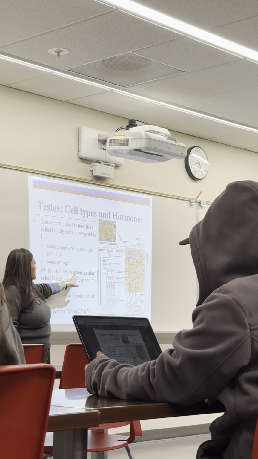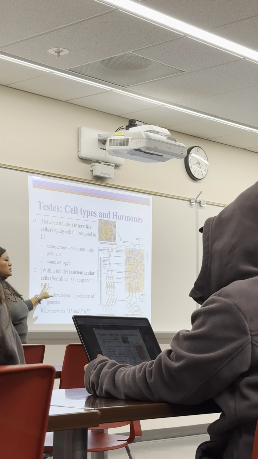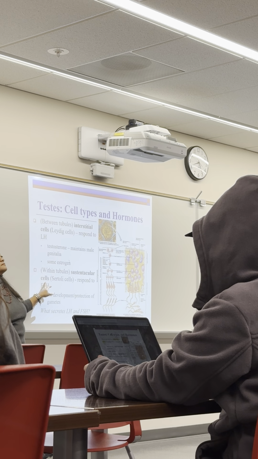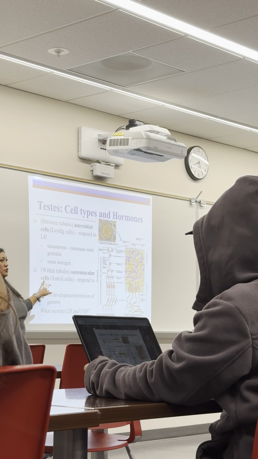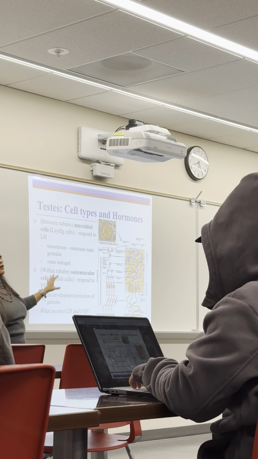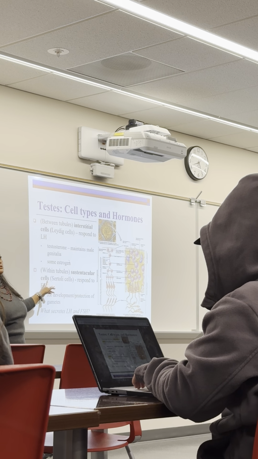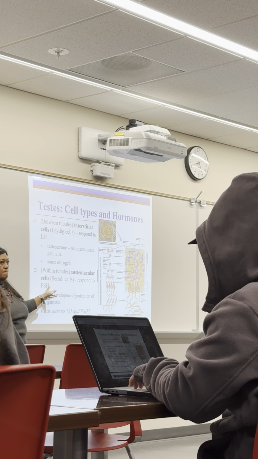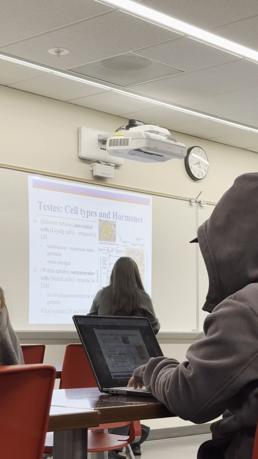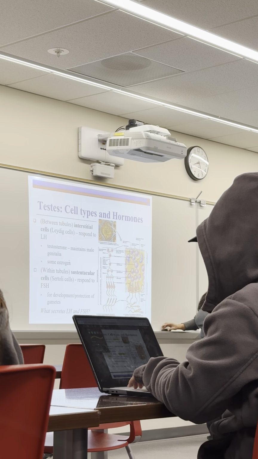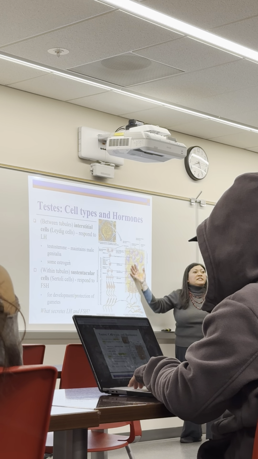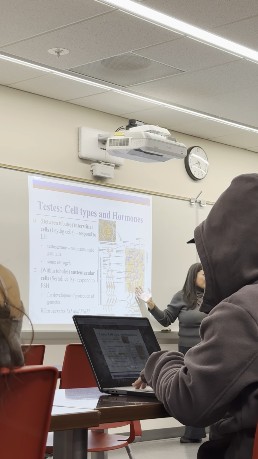The sustentacular cells are the ones that will respond to FSH. Sustentacular cells are also known as Sertoli cells, and they are also known as nurse cells. Nurse as in nurturing, as in RN nurse cells. So they go by 3 names: sustentacular cells, Sertoli cells, or nurse cells. The nurse cell, sustentacular cell, is the giant yellow cell that is here. That is the sustentacular cell.